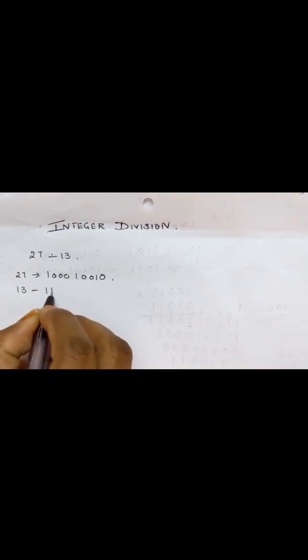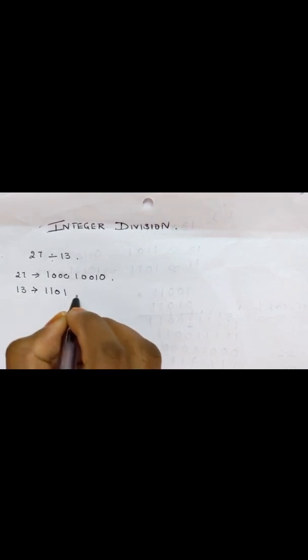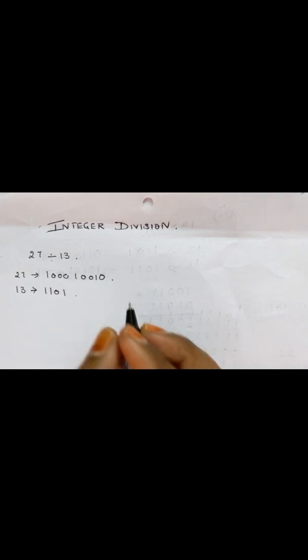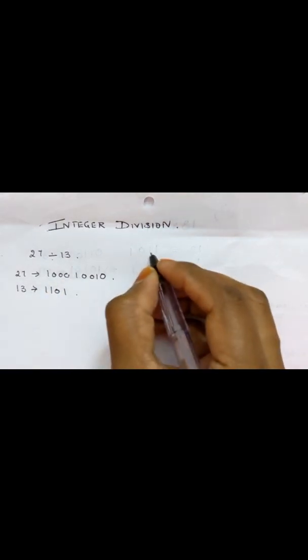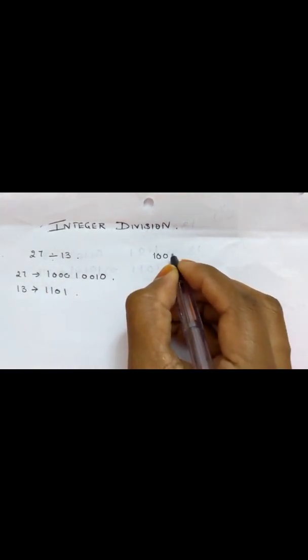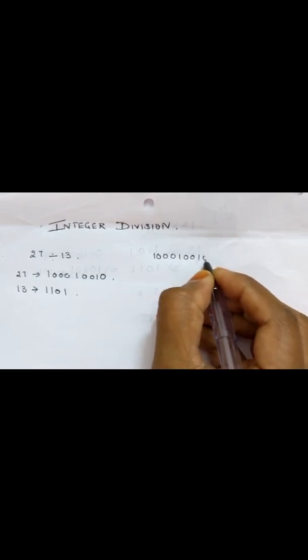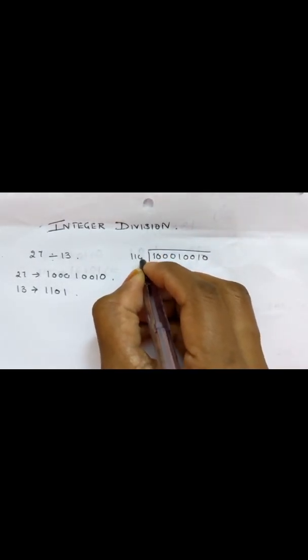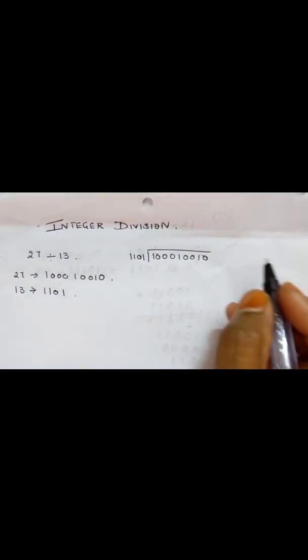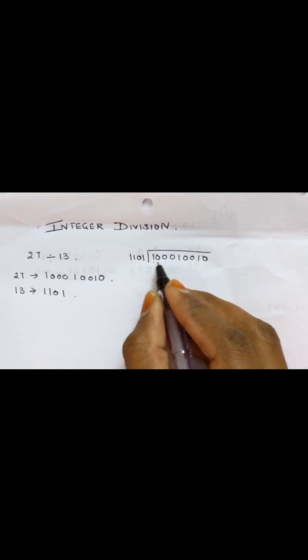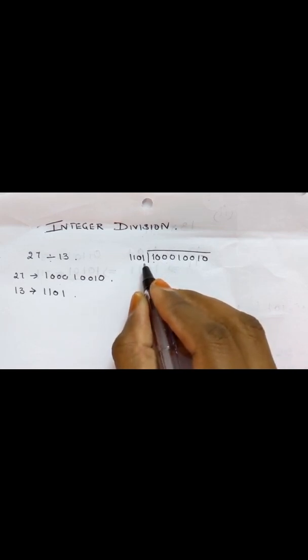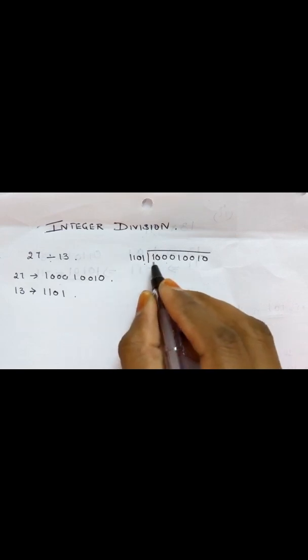Binary of 27 is 11011 and 13 is 1101. In order to take the division, 27 will be the dividend, 13 will be the divisor. While dividing, similar to decimal division, you have to take digit by digit and check whether it is divisible by 1101. 1 is less than 1101, and you won't be able to take 10.